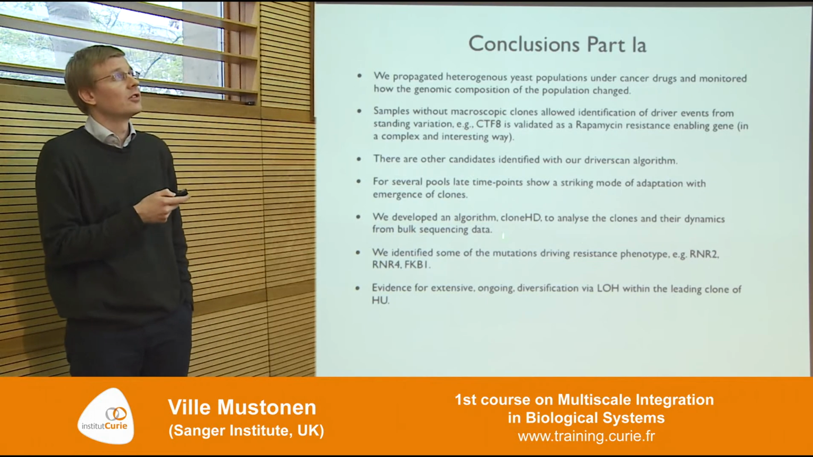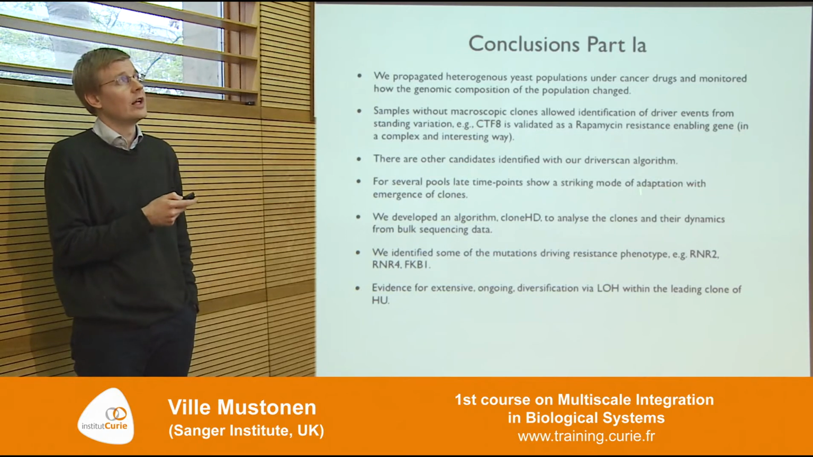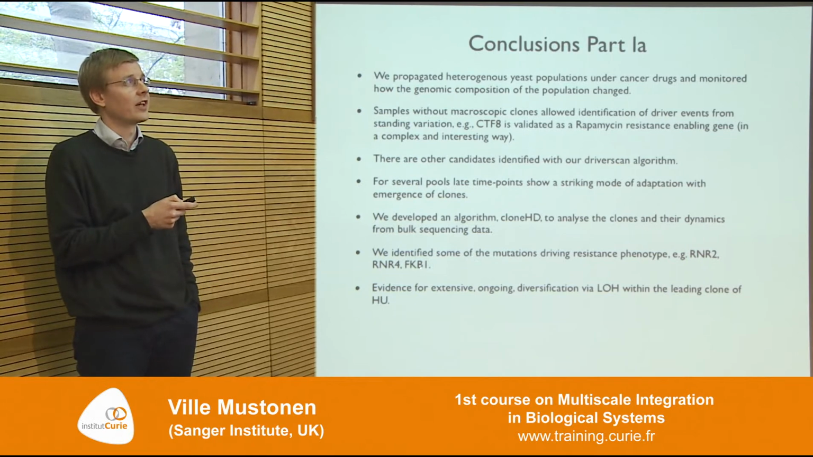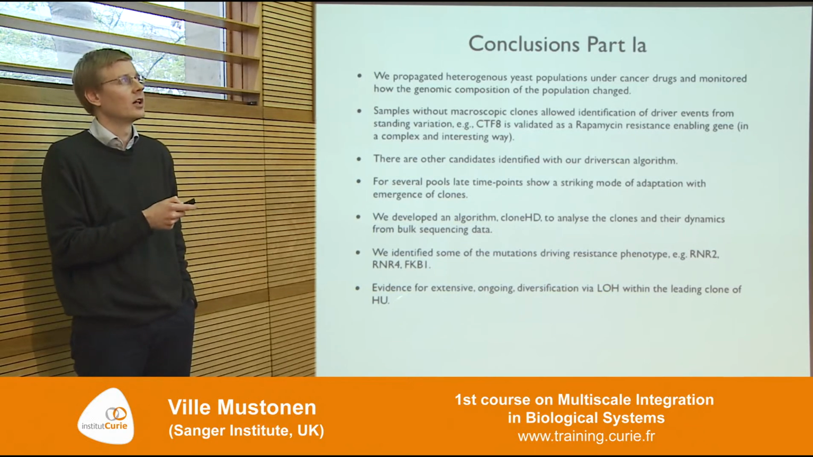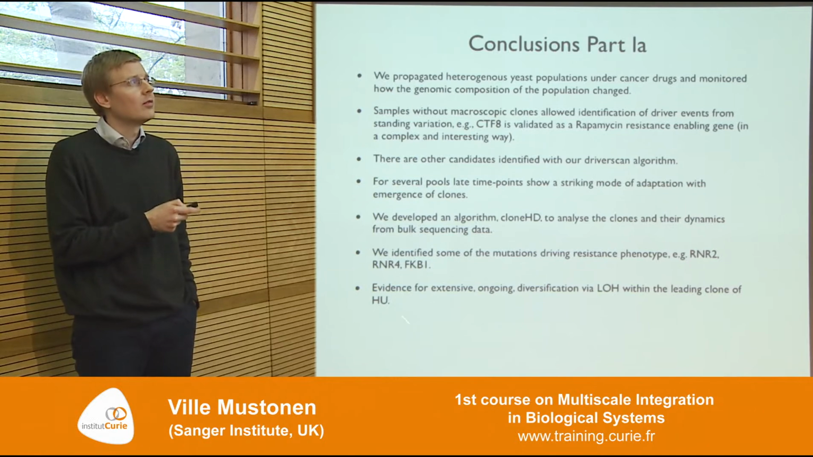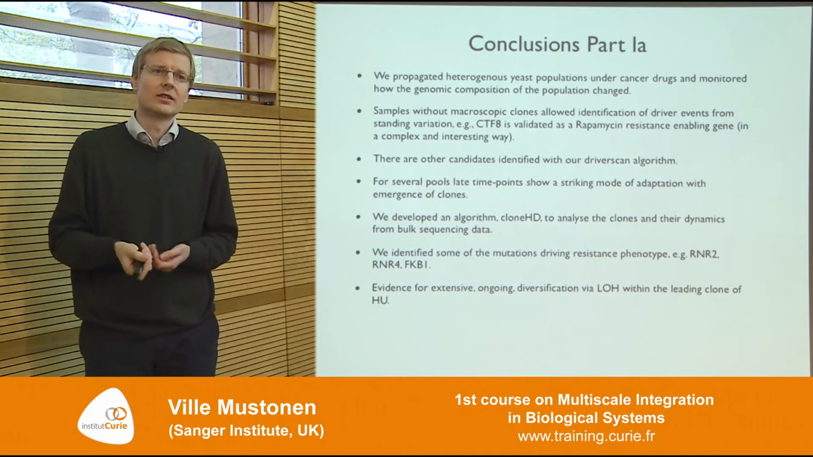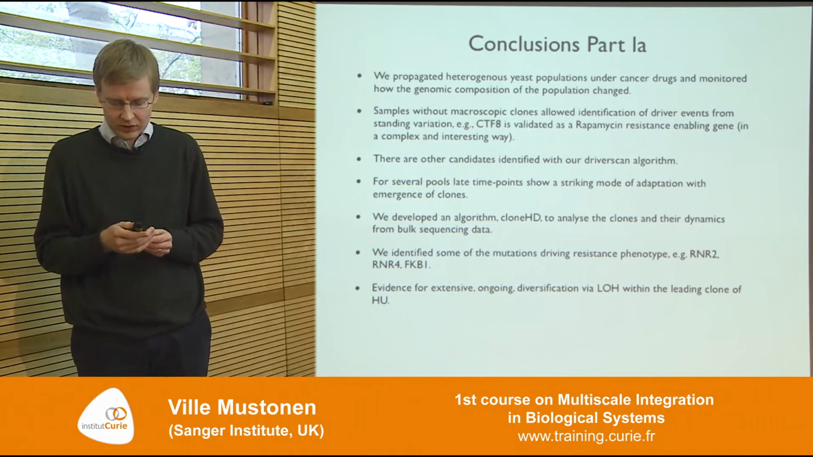And we have developed an algorithm, cloneHD, which can be used to analyze such clones from a bulk sequencing population. And we have identified some mutations driving resistance phenotype, RNR2, RNR4, FKB1 for rapamycin, TSR4-hydroxyurea. And we have evidence for very extensive ongoing diversification using loss of heterozygosity dynamics within the clones. And we have some evidence that actually hydroxyurea itself is making that rate higher. But that's not as conclusive.